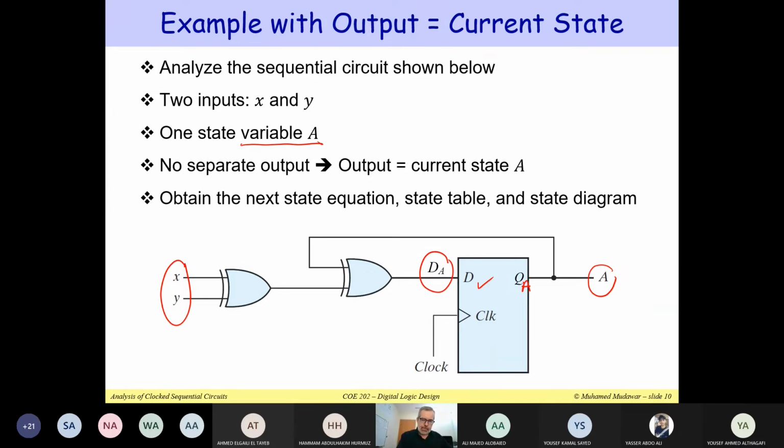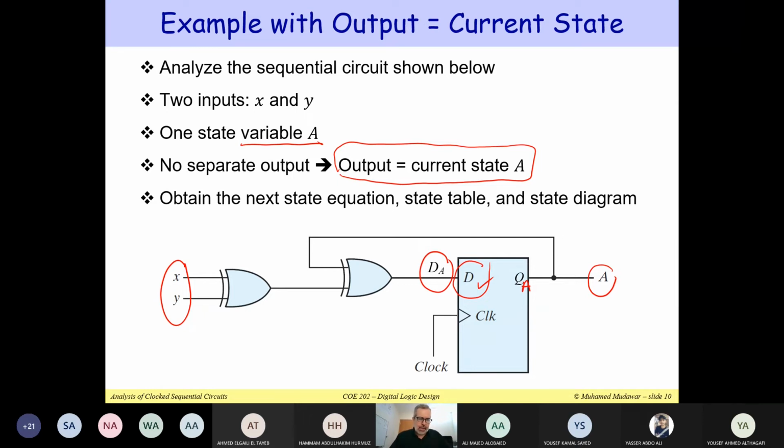Notice that the type of the flip-flop is D. That's what makes the analysis very easy. In the case of D flip-flops, it's so simple. There is no separate output. I can use the output of the flip-flop as the output of the circuit. So I can say the output is the current state A. Sometimes in some sequential circuits, you can take the output of the flip-flop and use it as the output of the sequential circuit.